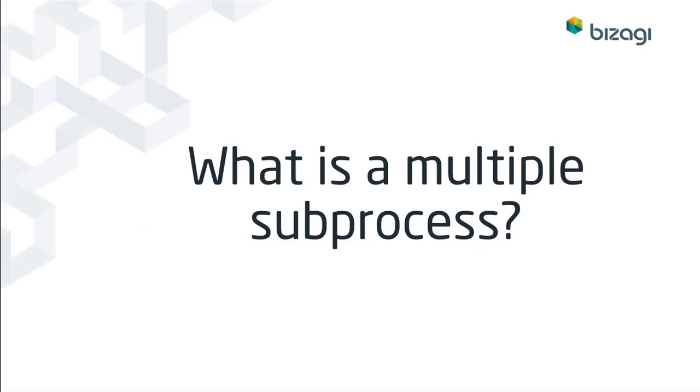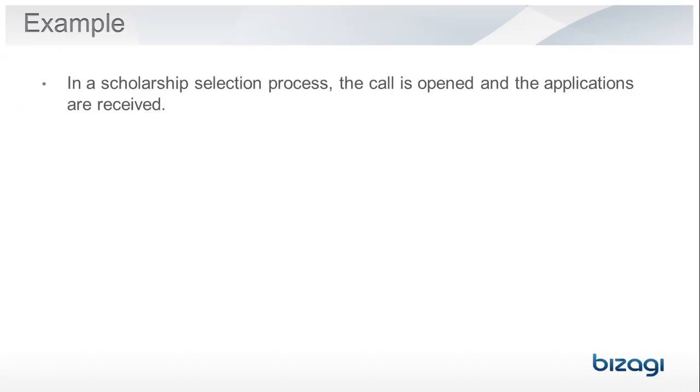In this video we are going to demonstrate multiple subprocesses. Consider this business situation. In a scholarship selection process, the scholarship is opened, including information such as description, close date, requirements. After that, several applications are received.